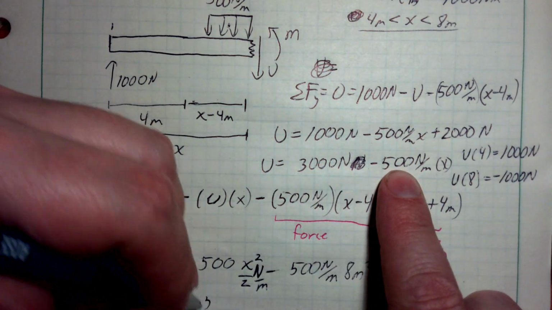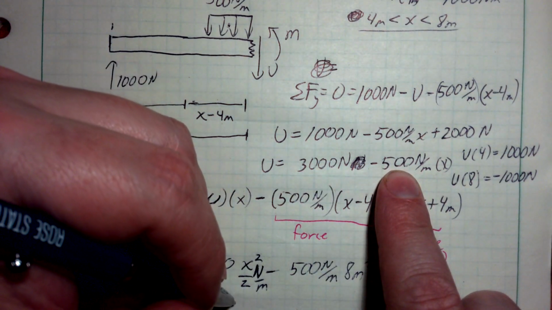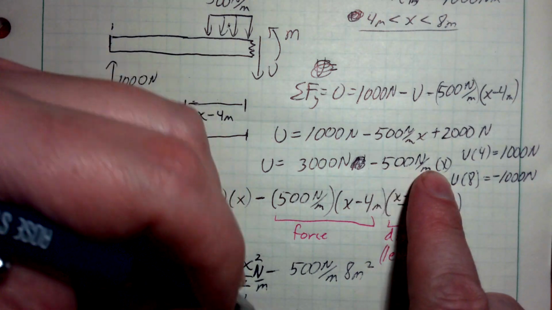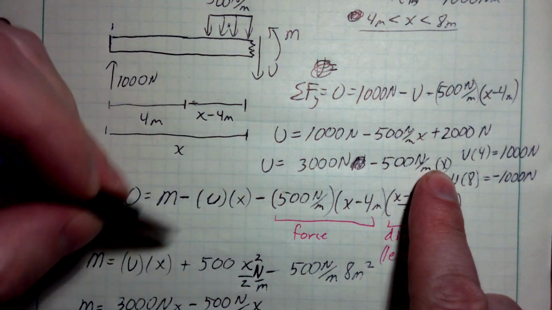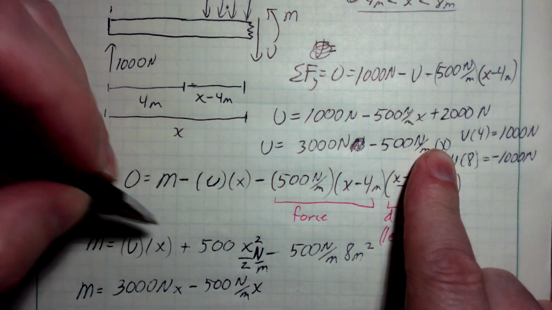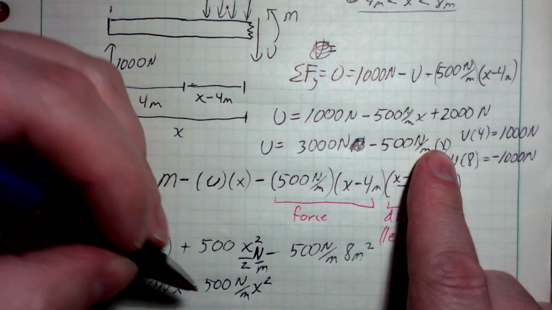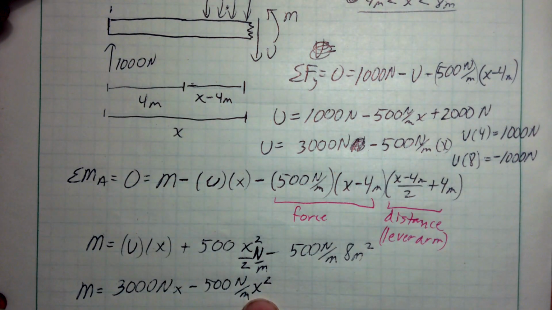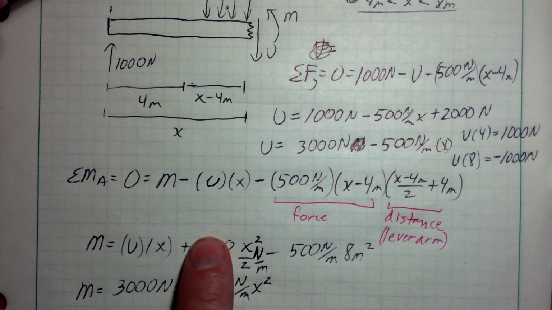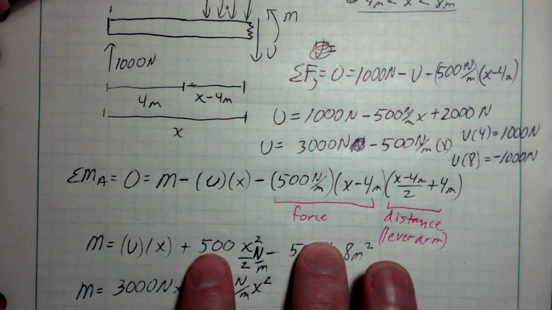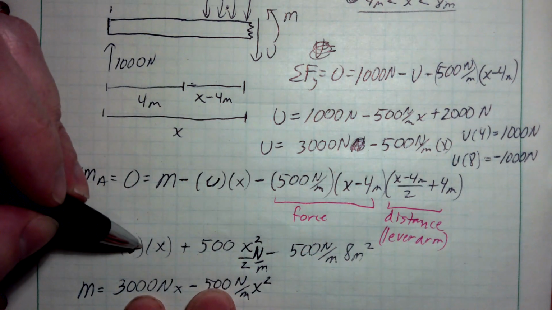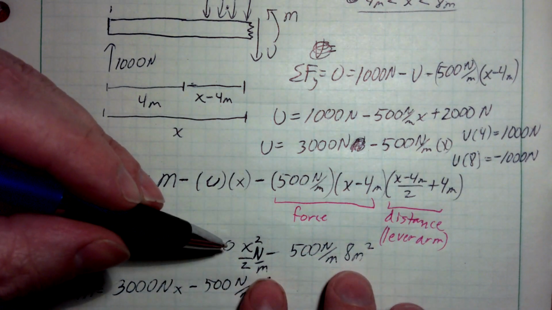minus 500 Newton per meter x, and that gets multiplied by another x. So this actually ends up being x squared, minus 500 x squared. And then I've got these two terms that I need to add to it. Right? So this is this. I need to add these two terms.